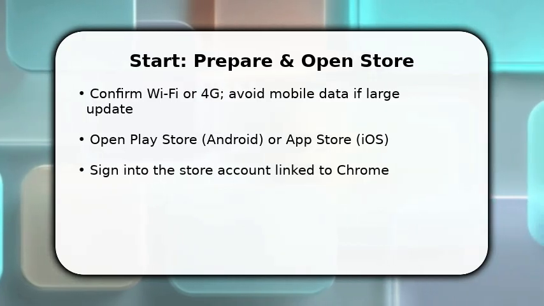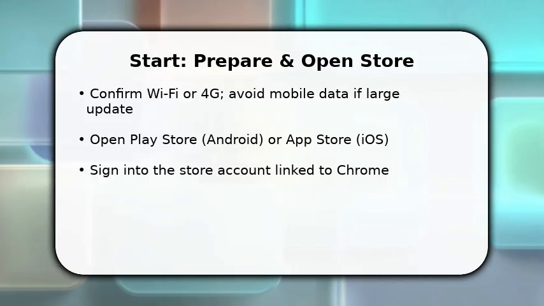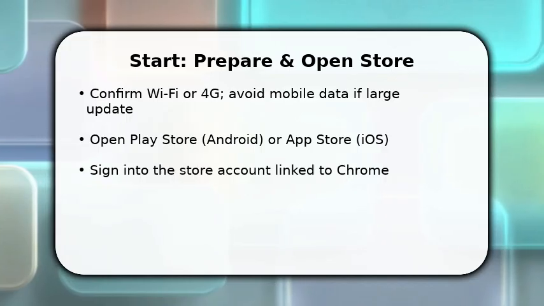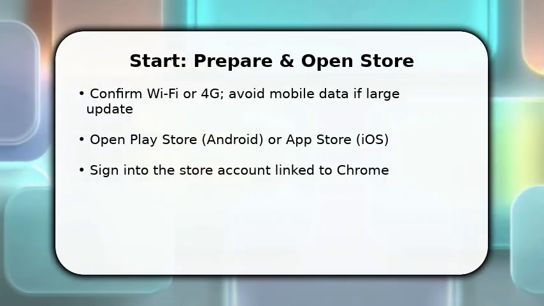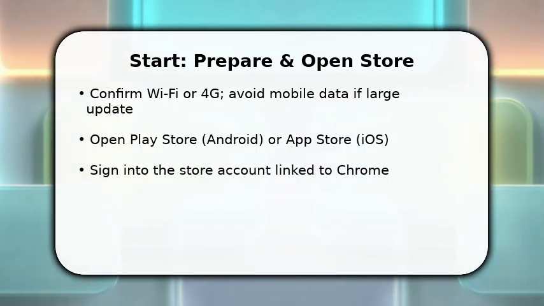Next, open the App Store for your platform, Google Play on Android or the App Store on iPhone, and sign in if prompted, because updates require your account. Once the store is open, use the search bar to find Chrome or tap your profile and go to My Apps to list installed apps. This gets you straight to the update option.